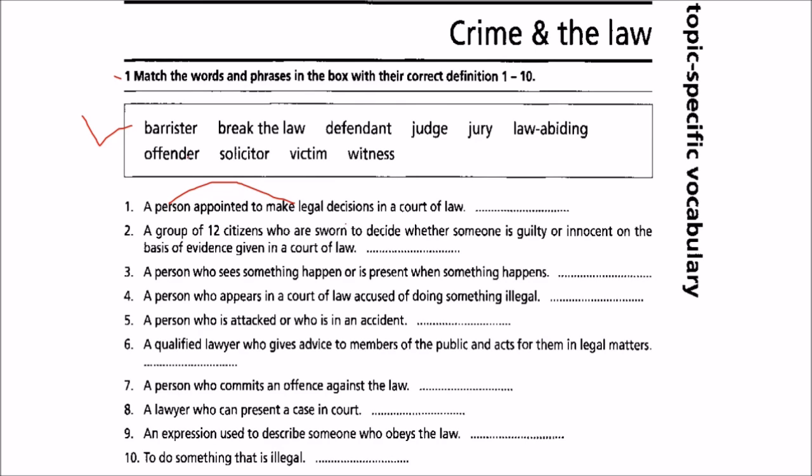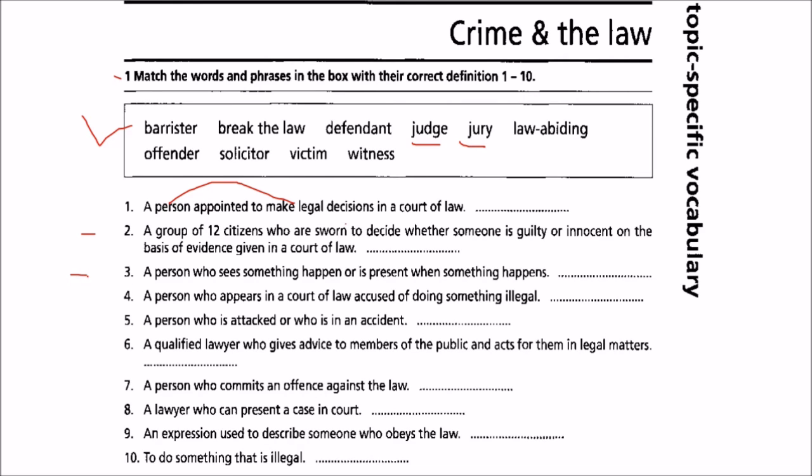We call him judge. Second, a group of 12 citizens who are sworn to decide whether someone is guilty or innocent on the basis of evidence given in a court of law. We call them the jury. The jury, 12 people, jury.